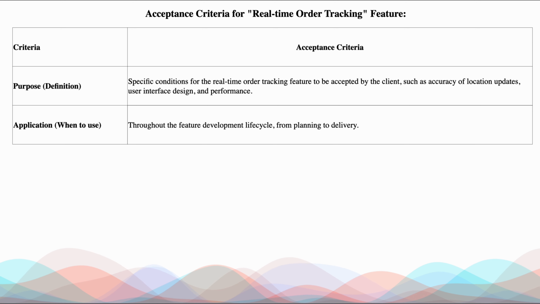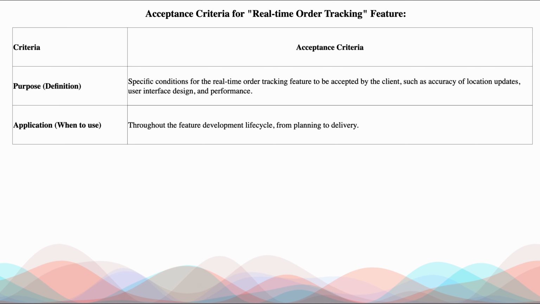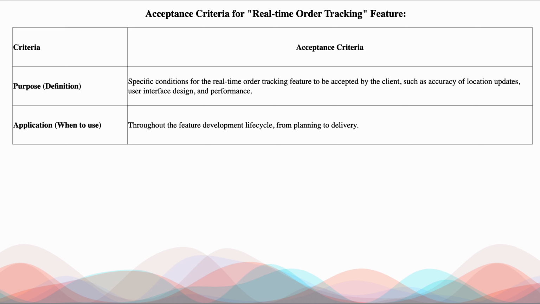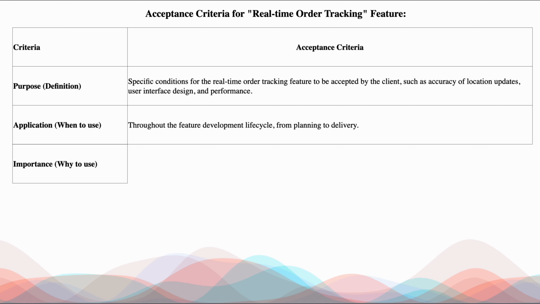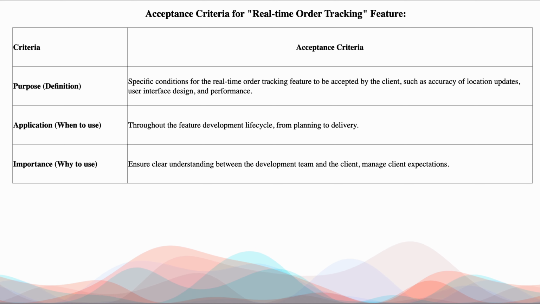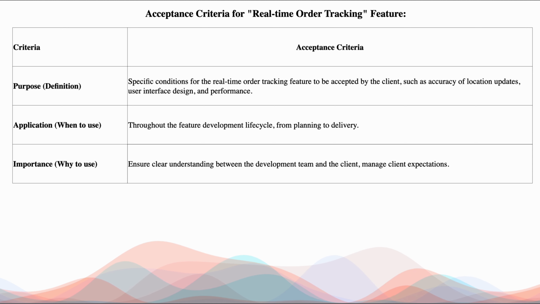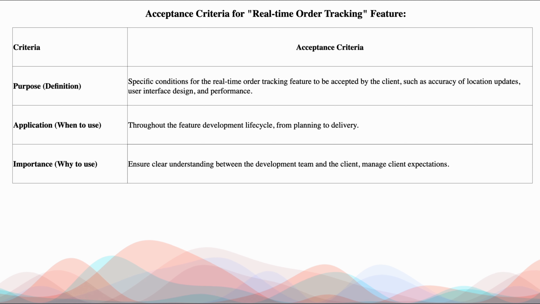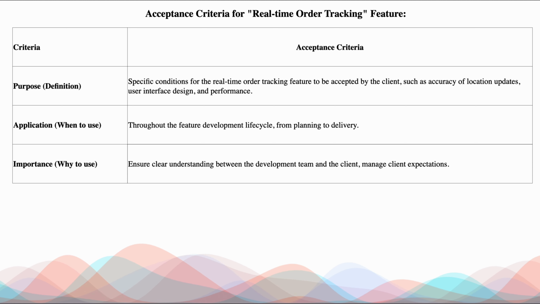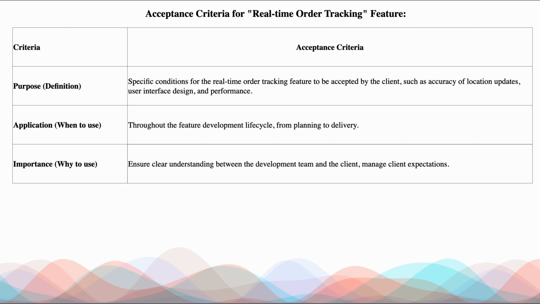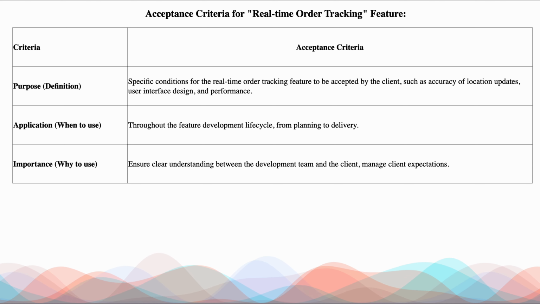When to use this acceptance criteria? Throughout the feature development lifecycle, until the feature is delivered, you will use acceptance criteria. Why do we use that? Ensure clear understanding between the development team and the client, and manage client expectation. What is the client expectation? That accurate location updates, user interface design, and performance, these three conditions should be there in that particular application, then only that particular feature is accepted. Otherwise, that feature is not accepted.